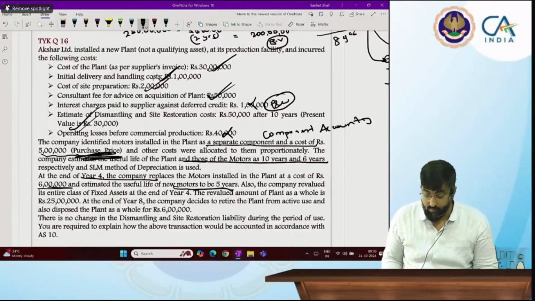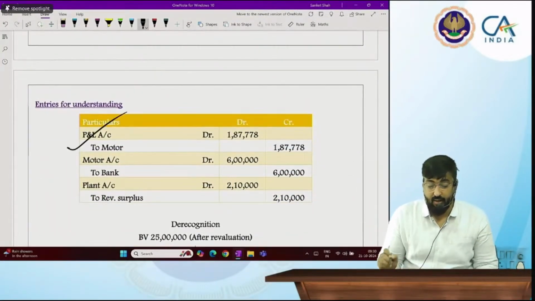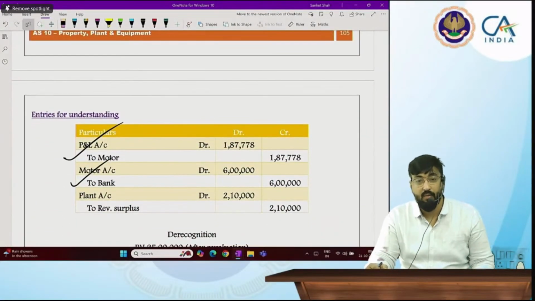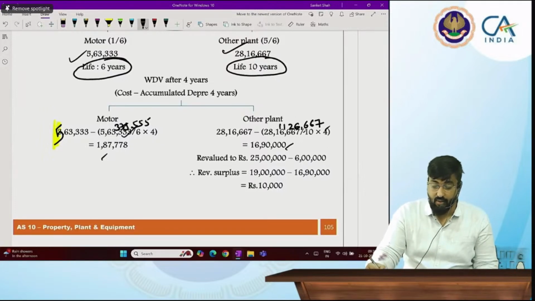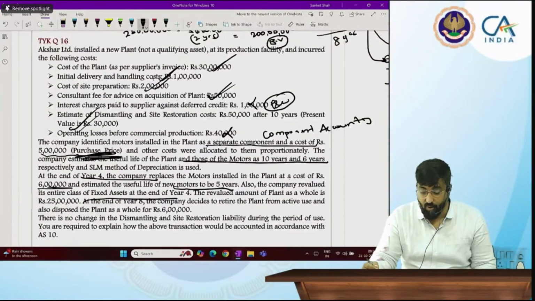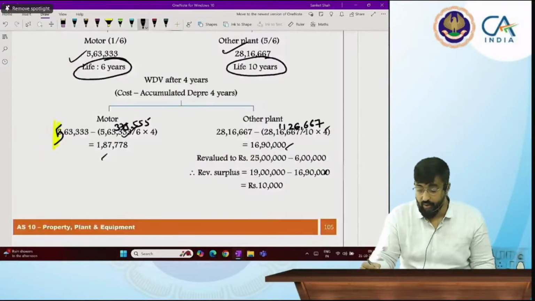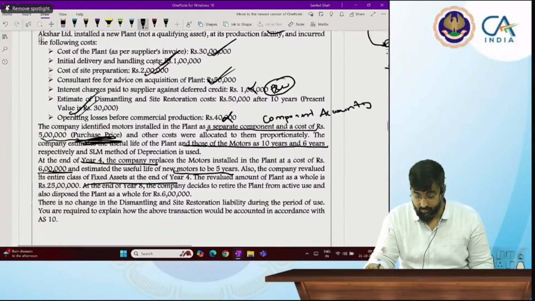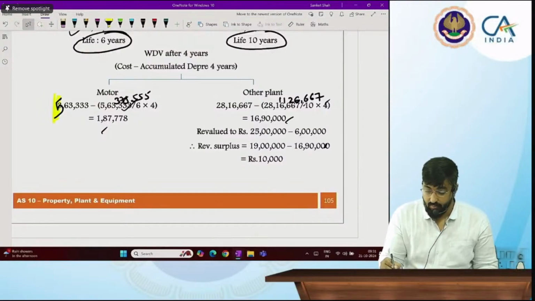Now sir, this will be revalued, the entire fixed asset. The 187 you will remove, it will be derecognised. And the motor car to bank is new 6 lakhs, previous part derecognised, P&L to motor to bank. Now, what is your new motor value? 16 lakh 90,000 plus 6 lakh, 22 lakh 90,000.